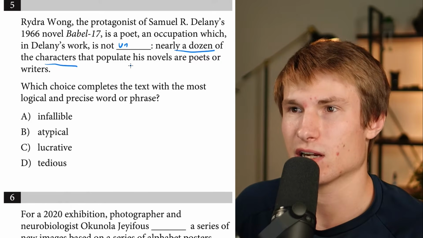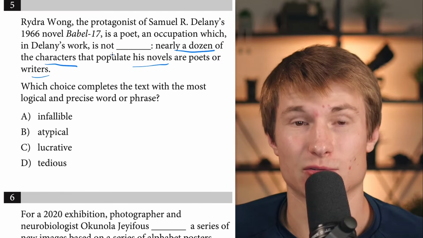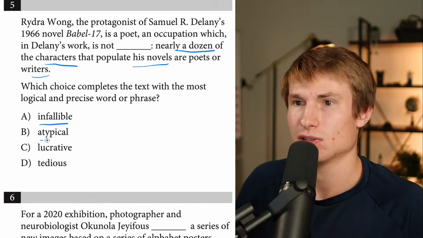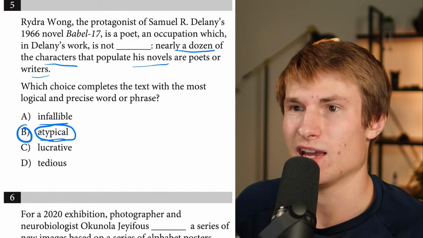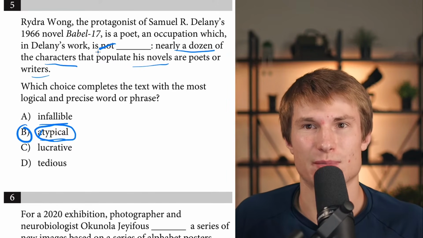Okay, nearly a dozen of the characters that populate his novels are poets or writers. So something along the lines of uncommon. All right, because it's not uncommon, which indicates that it is common. So we have infallible, atypical. Okay, atypical would mean uncommon. Since we have this A out in front, we would get rid of that and get rid of not. Okay, because not atypical is the same as is typical.